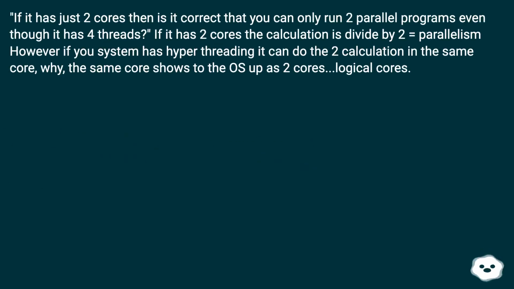If it has just 2 cores, then is it correct that you can only run 2 parallel programs even though it has 4 threads? If it has 2 cores, the calculation is divide by 2 equals parallelism. However, if your system has hyper-threading, it can do the 2 calculations in the same core. Why? The same core shows up to the OS as 2 cores, logical cores.